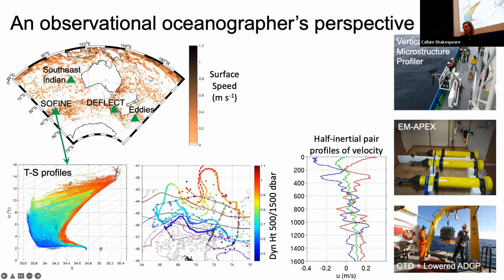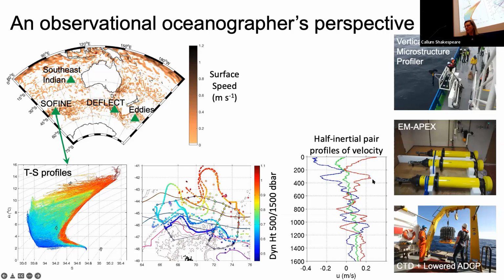We use other instruments too, and so a microstructure profiler gives direct estimates of diapycnal mixing through the dissipation of turbulent kinetic energy. And of course, the workhorse of oceanography, the CTD and lowered ADCP package. I've put up here a velocity profile, and three actually. So the blue and the red are two profiles made by an EM-APEX float, half an inertial period apart. So they're showing you the mirror imaging that occurs with the inertial oscillations.